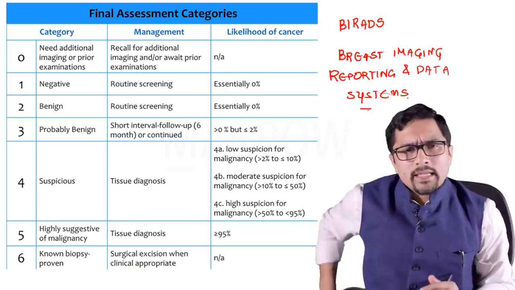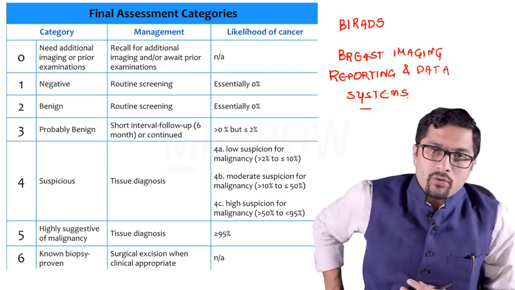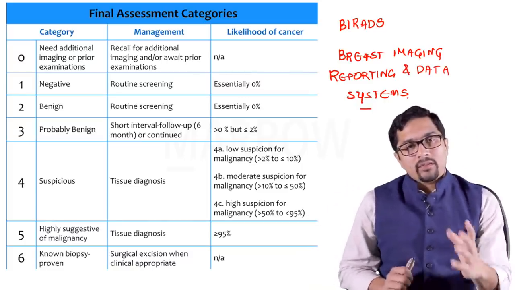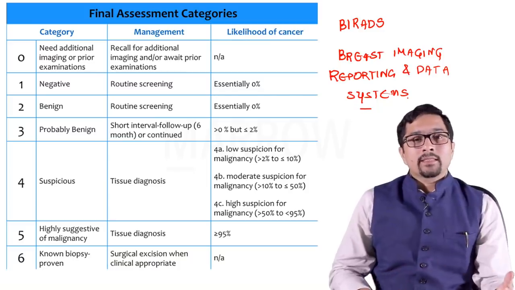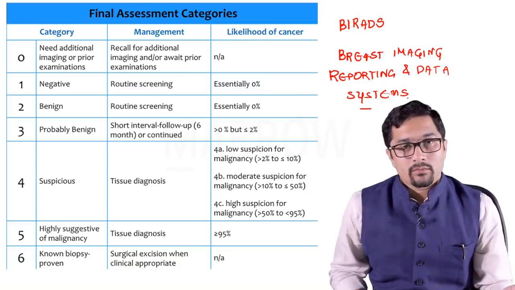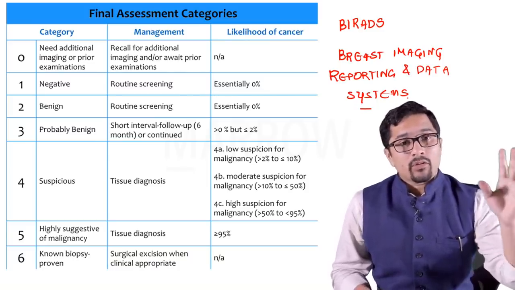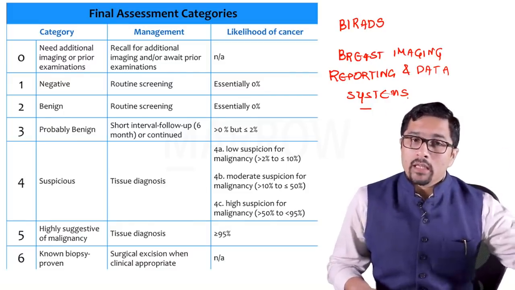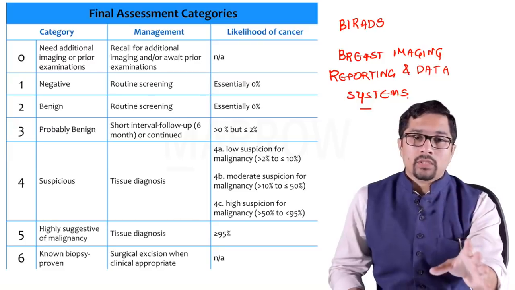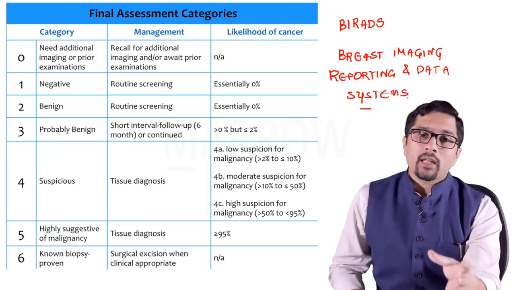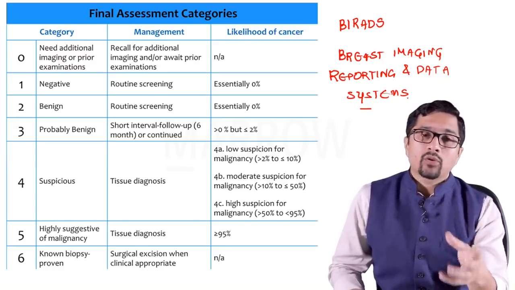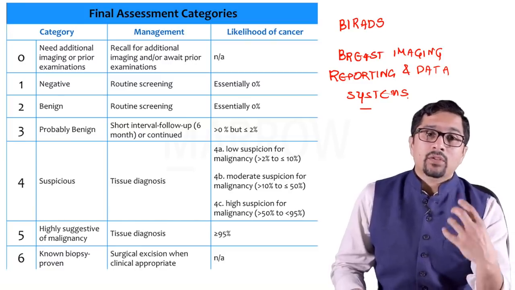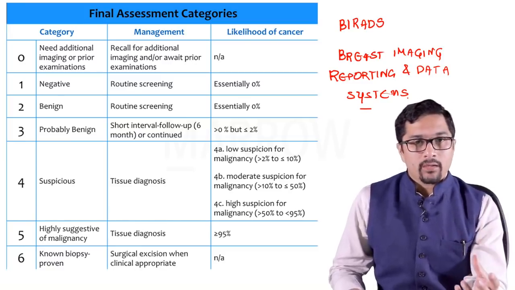So what is the need of having this BI-RADS score? The reason why we have this BI-RADS score is so that there is standardized reporting. Whether you do a mammogram in Delhi or you do a mammogram in New York, if there is a BI-RADS score associated with it, you know what the lump looks like and how to take action on that lump, right? So it is for standardized reporting.